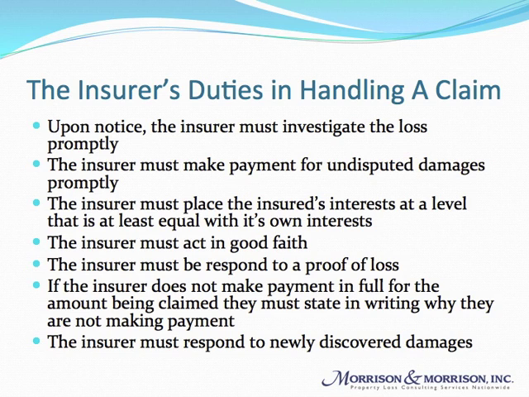The insurer must make payment for undisputed damages promptly. The insurer must place the insured's interest at a level that's at least equal to their own interests. They must act in good faith. They must respond to a proof of loss if you file one. If the insurer does not make payment in full for the amount being claimed, they must state in writing why they're not making that payment. The insurer must respond to newly discovered damages.